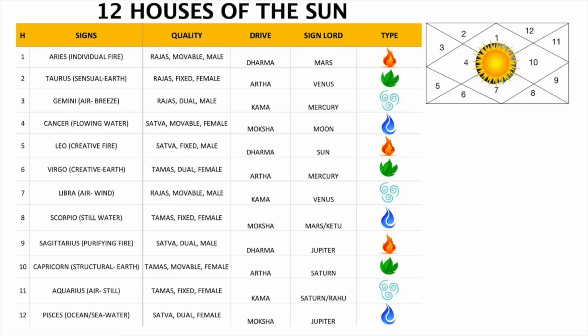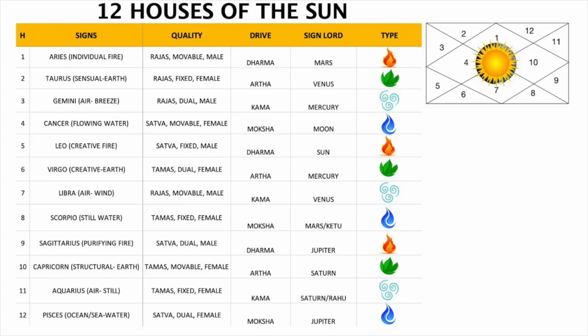So Aries is the first one. It signifies individual fire. It is Rajas, movable and male sign. We'll speak of all of this as we keep going along. To unwrap all of this in one go is very, very complex. So the drive of Aries is Dharma, the sign lord is Mars, and the type is fire. So this is the first fire sign.